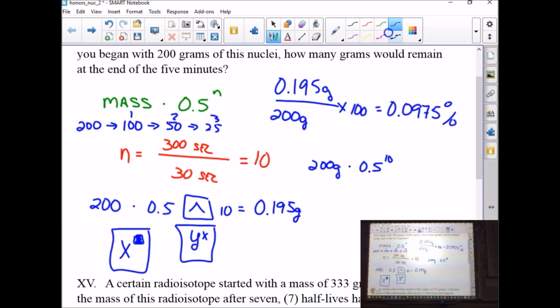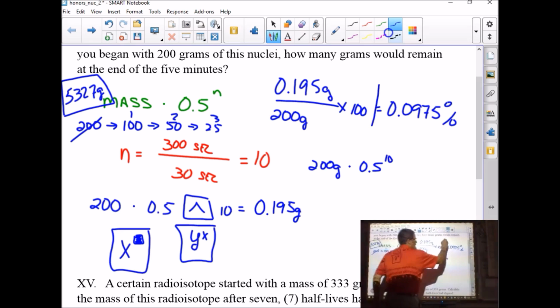Now, let me ask you a question. If we started with not 200 grams, but say 5,327 grams, after 10 half-lives, would the percent be the same or different? This is a good concept question. I like this. Same thing, same half-life amount of time. So after it undergoes 10 half-lives, will it still be this percent?